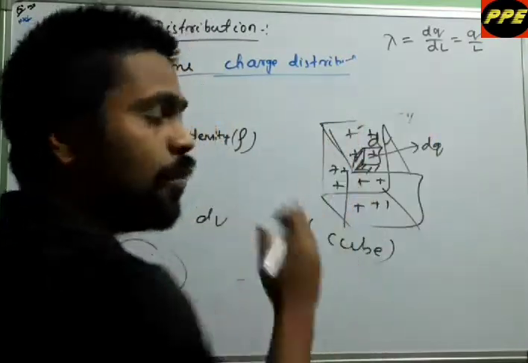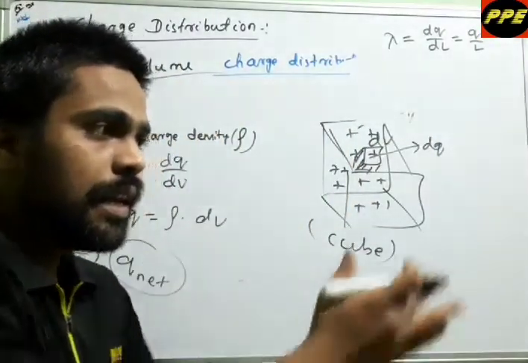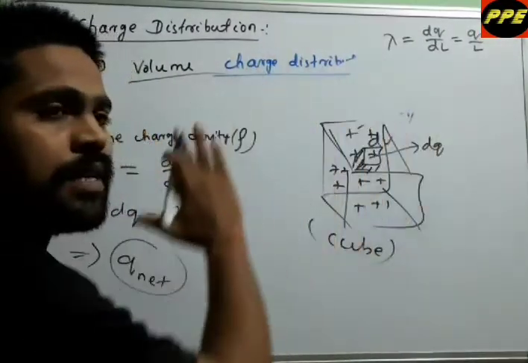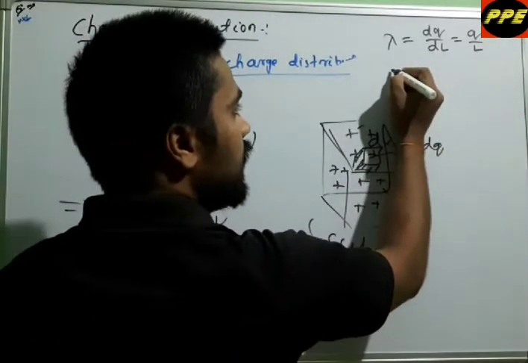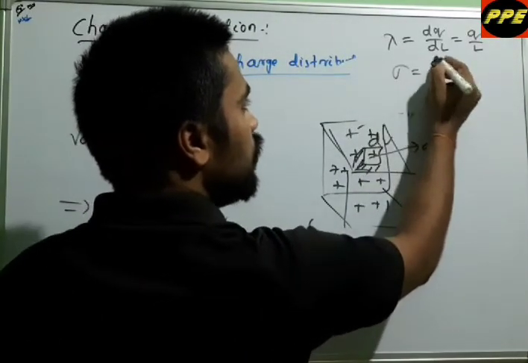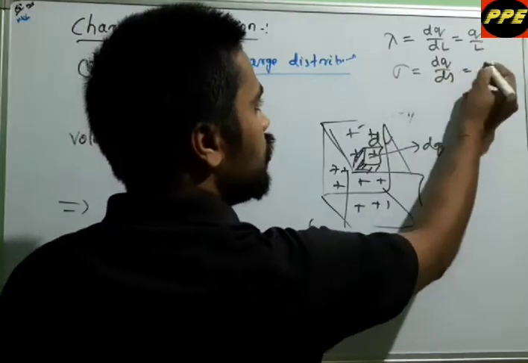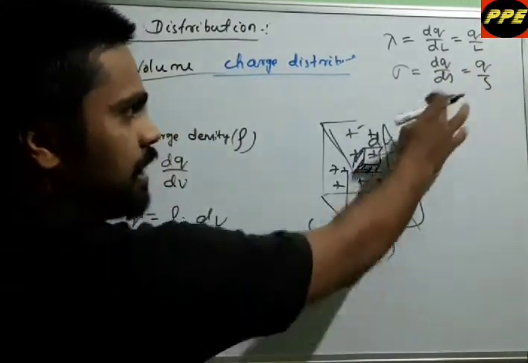Another formula, the second one: if the charges are distributed on a surface area, that is a two dimension object, then you can find what is called sigma. Sigma is equal to dq by ds. Okay, that is q by s. Here s is its area.